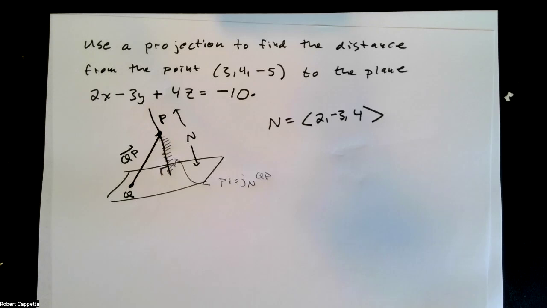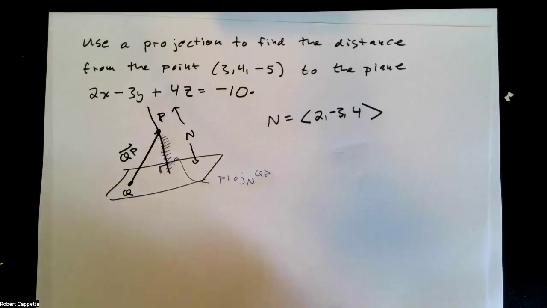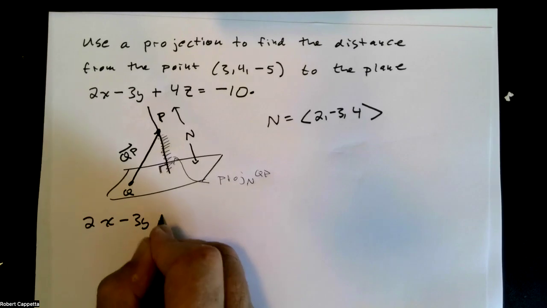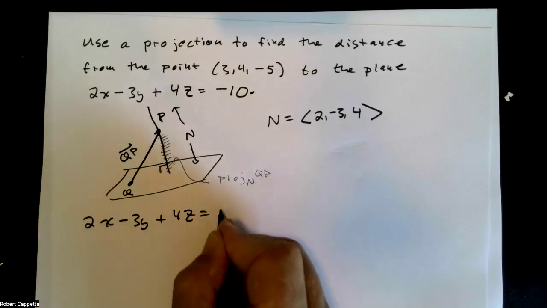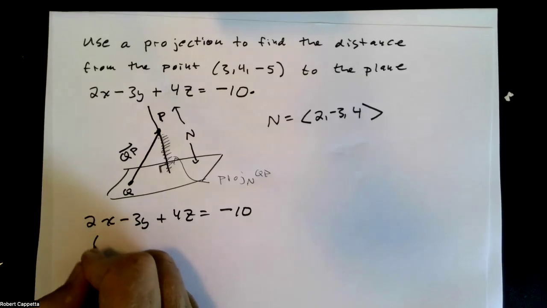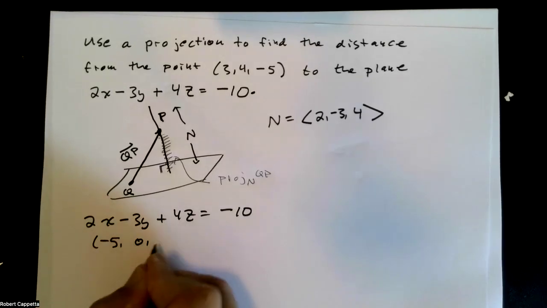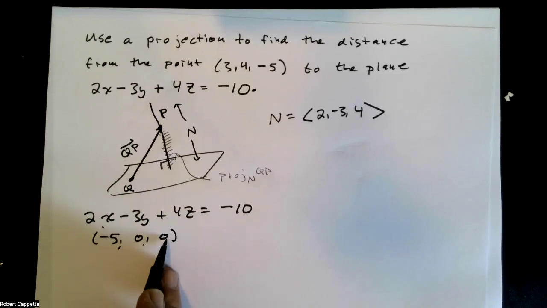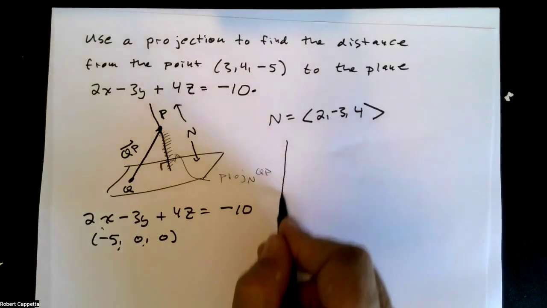I have my point P. My point P is 3, 4, -5. Can't I find a point Q? So looking at this equation, I have 2x minus 3y plus 4z equals -10. Can I easily find a point on that plane? I argue that the obvious one is simply -5, 0, 0. We see that 2 times -5 is -10, -3 times 0 is 0, 4 times 0 is 0. So I'm going to call that point Q.